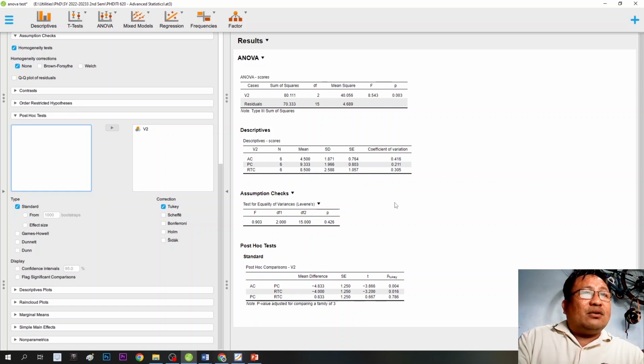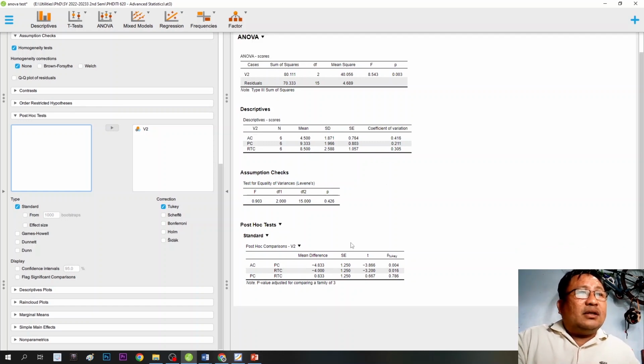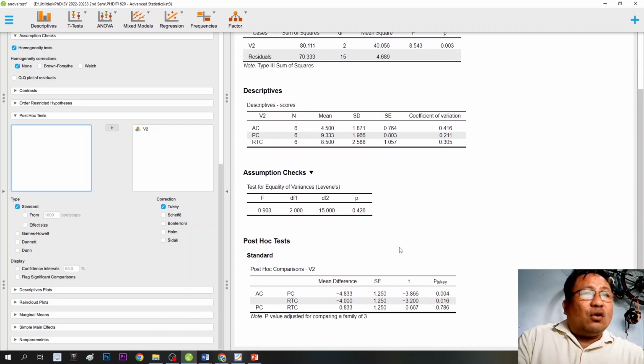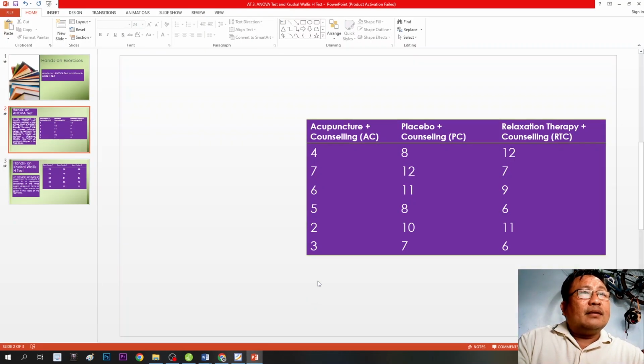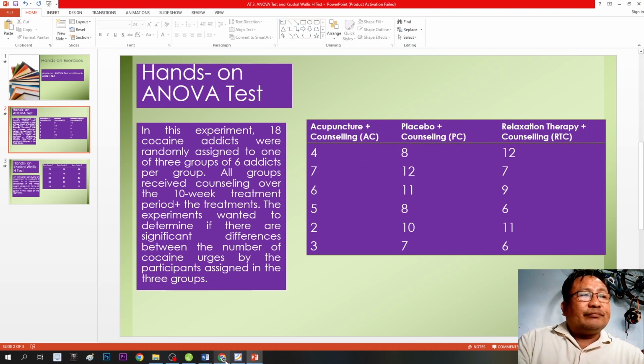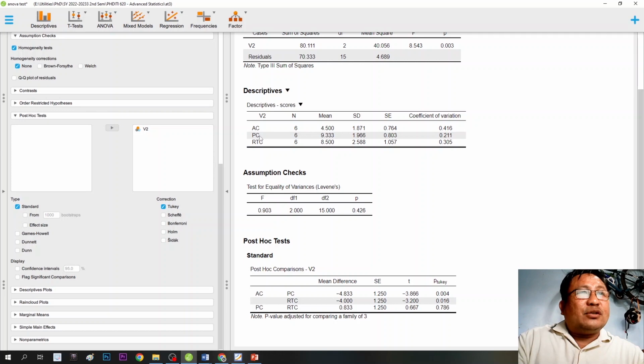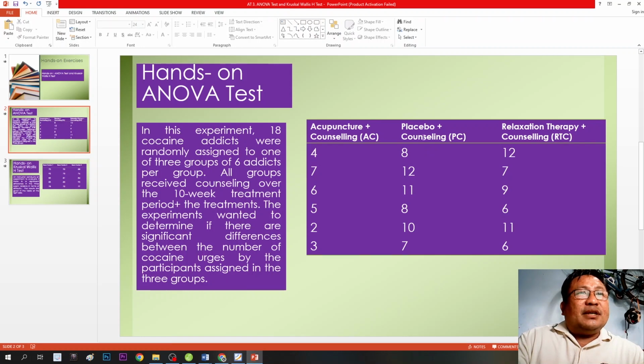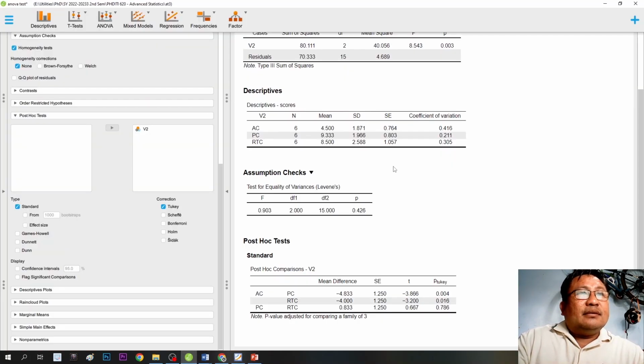Okay, and we can see also in the post hoc tests that between AC, or acupuncture plus counseling, and the placebo plus counseling, there is a significant difference because the p-tukey is equivalent to 0.004.